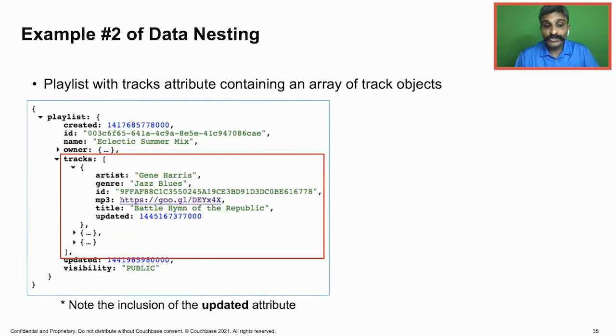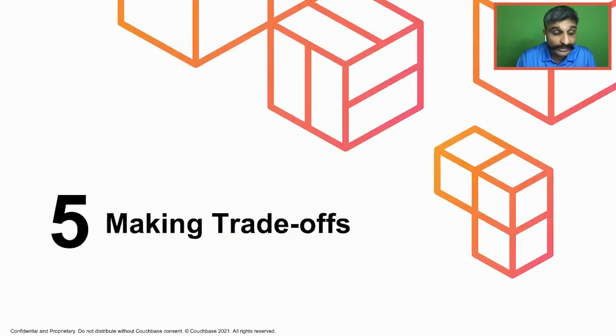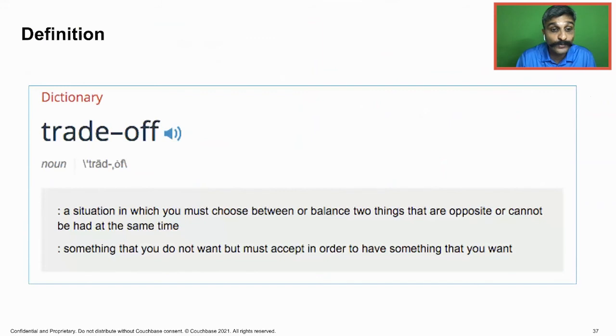So by this time, you must have noticed that JSON data modeling is all about making trade-offs, right? So what is trade-off? I had to just Google this, and I found some very interesting meaning of trade-off. Trade-off is a situation in which you must choose between or balance 2 things that are opposite or cannot be had at the same time, right? So trade-off is something that you do not want, but must accept in order to have something that you want.